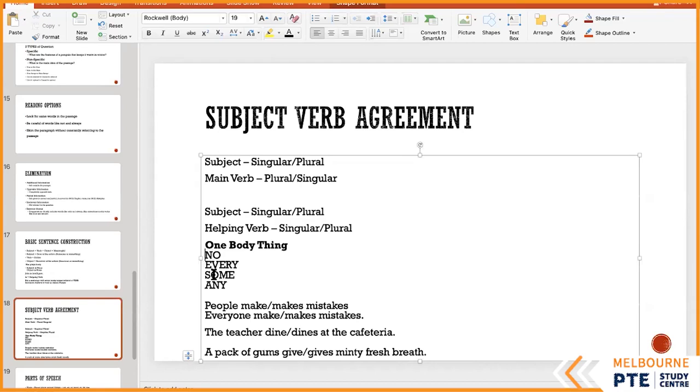So these are the exception words. They are meant to be plural forms, but they are actually treated as singular. So, everyone make mistake or makes mistakes? Everyone makes mistakes. Why? Because everyone is being treated as singular. Now, because it's singular, what should be the helping verb? Everyone are making mistakes or everyone is making mistakes? Is. Is that clear, guys?